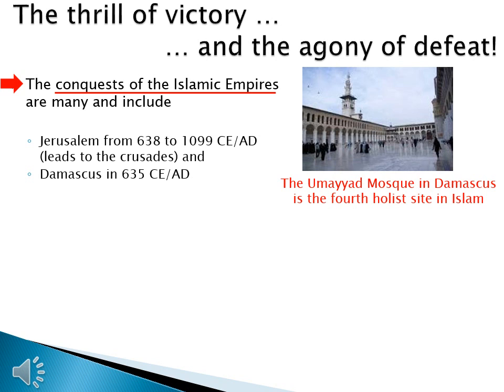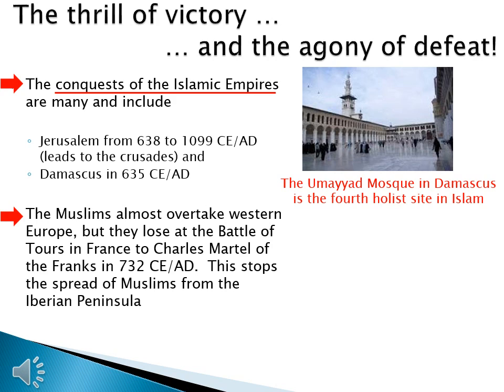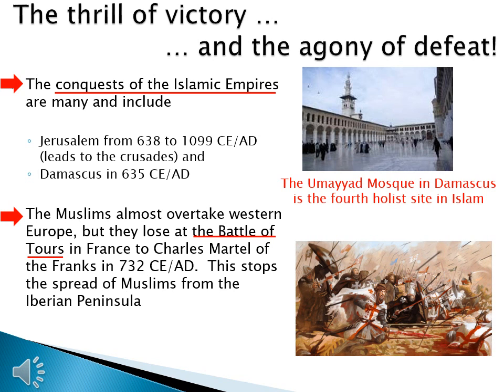But with the good comes the bad. The Muslims almost overtake Western Europe, but they lose at the Battle of Tours in France to Charles Martel of the Franks in 732 CE. The Muslims are spreading up through Spain. They're moving into Gaul, which would become modern-day France, and Charles Martel beats them at the Battle of Tours. This stops the spread of Muslims from the Iberian Peninsula. Is this a glimpse of things to come?